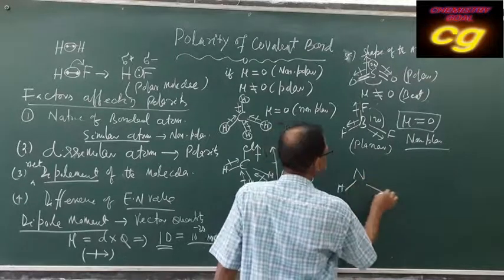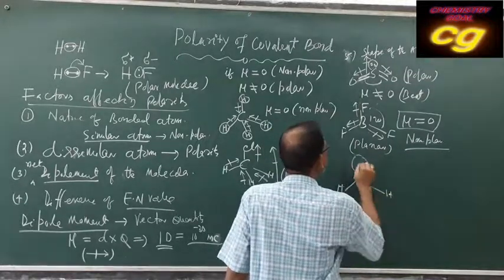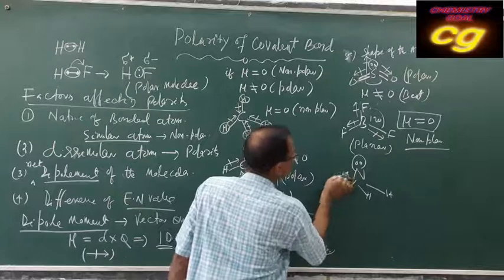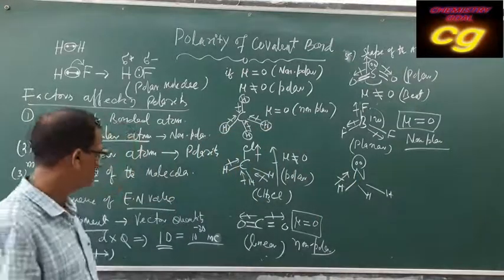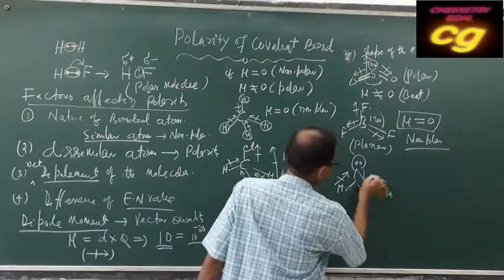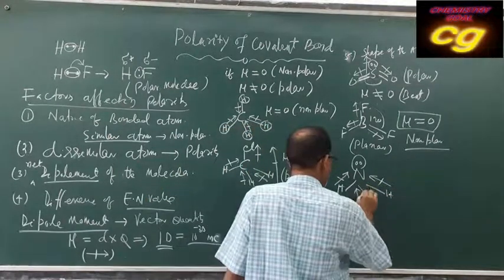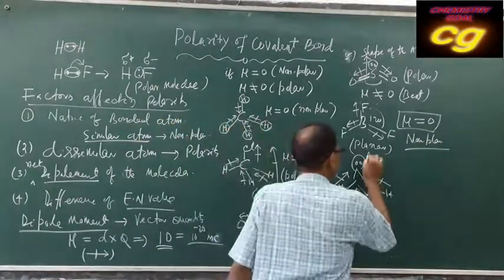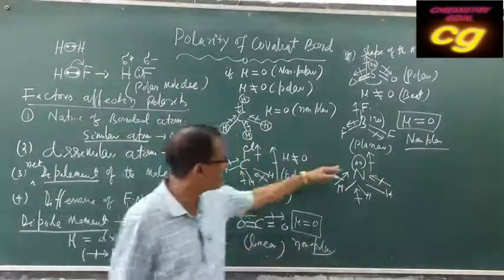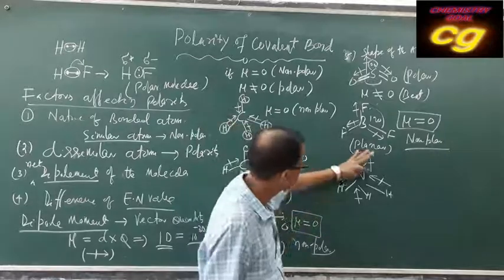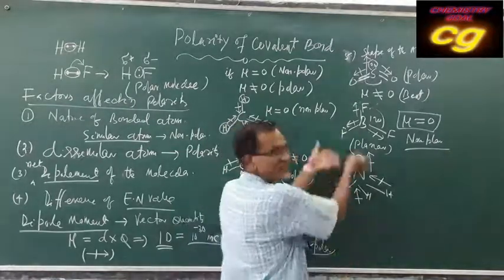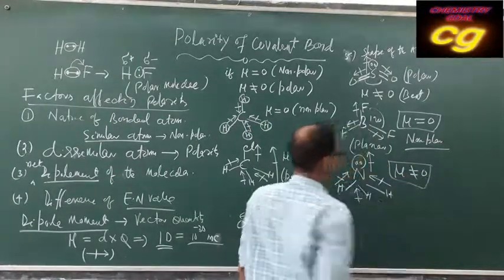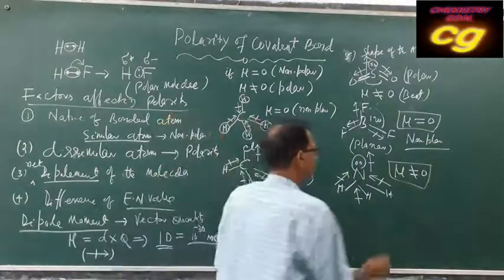If you write NH3, the molecule has one lone pair. Here the dipole moment direction will be in this way, and here also in this way. And already I have told you, the lone pair dipole moment will be in this way. If a lone pair is available, it also has a dipole moment. So the resultant dipole moment, if you see, all are in the same direction. So mu will not be equal to 0. As mu is not equal to 0, it is a polar molecule.